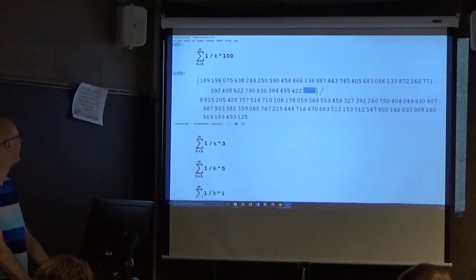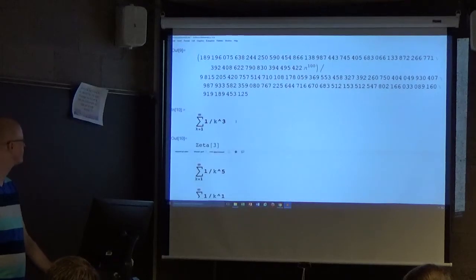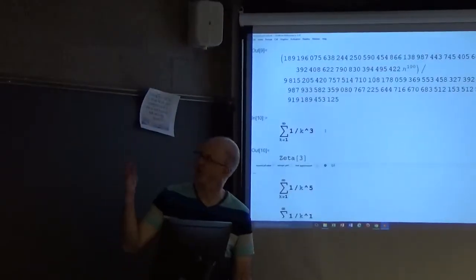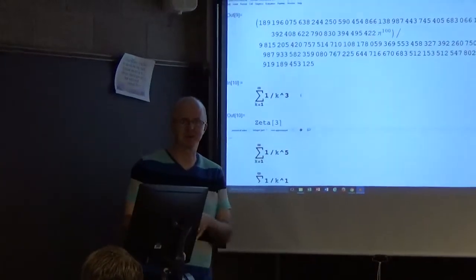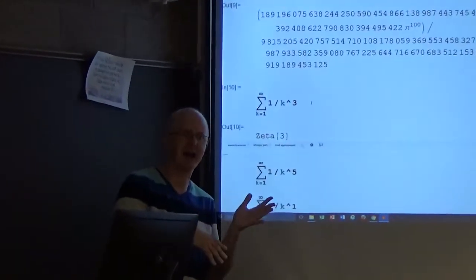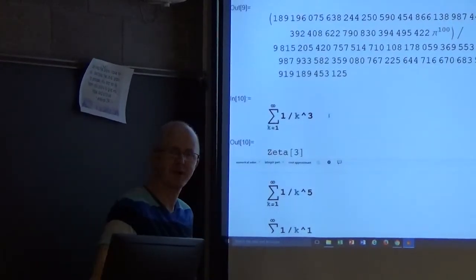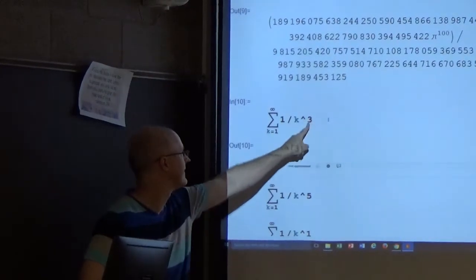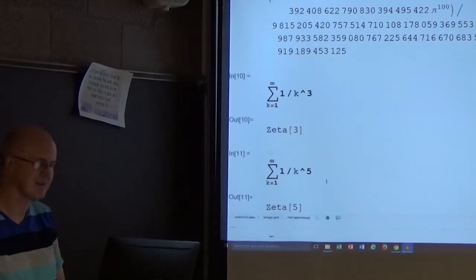How? What if it's 3? Oh, zeta of 3. It turns out when it's an even power, like 2, 4, 6, 8, etc., it can be done in terms of a rational number times the corresponding power of pi. But if it's an odd power, there's no simple way to write it, but it's given a name. It's called zeta of that number. Zeta of 3, zeta of 5 here.